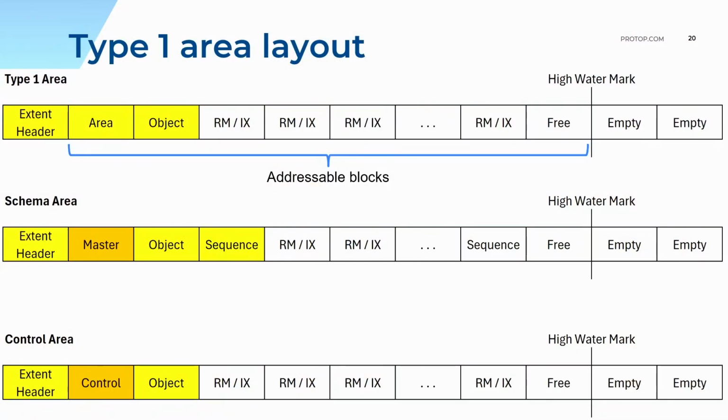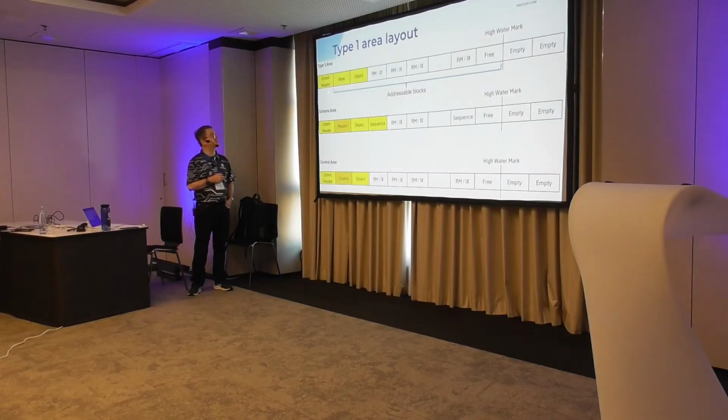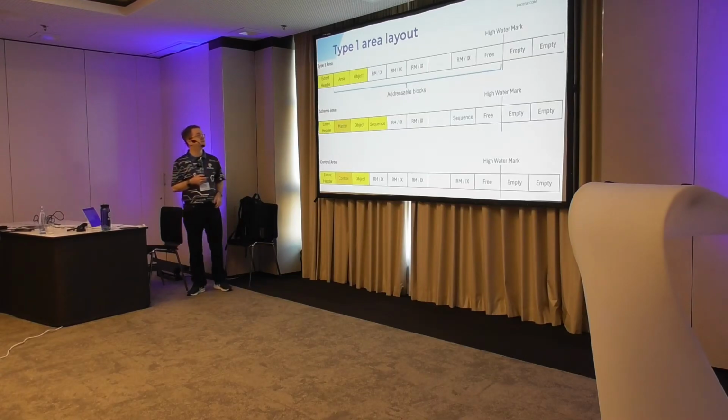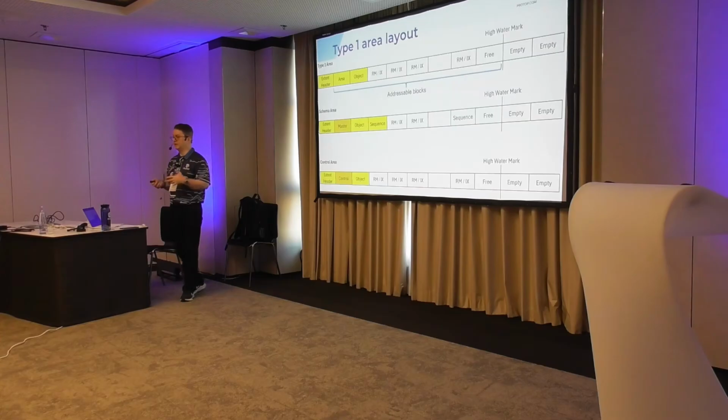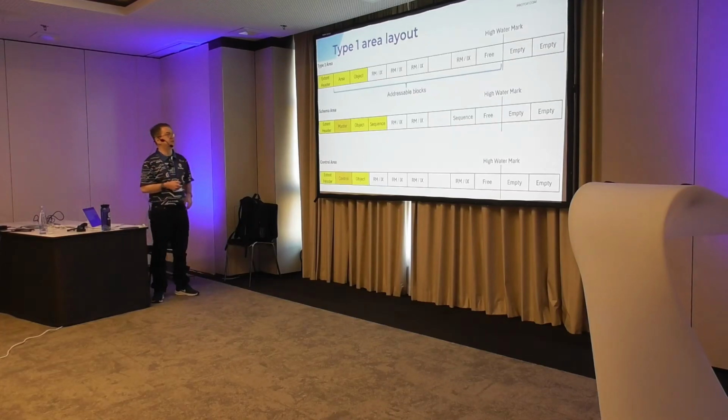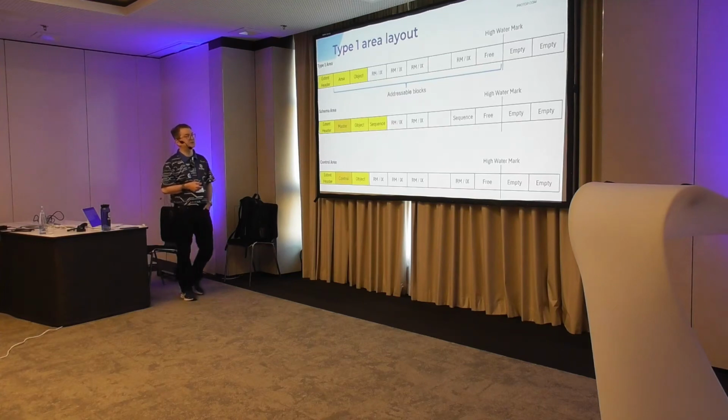Okay, so let's look at the internal structure in a storage area. At the top of the diagram, we have a typical application type 1 area, and highlighted in yellow here is the structure of the area. It starts with an extent header block, which, as the name suggests, is the first block in every extent. Then there's an area block and an object block, and everything else from there is just determined by what objects you assign to the area and how, when you create your data. So they could be record blocks or index blocks. Typically, you might have some free blocks toward the end.